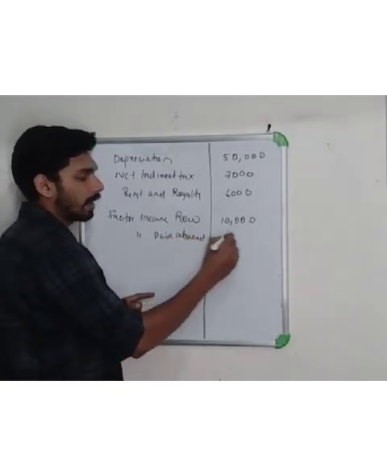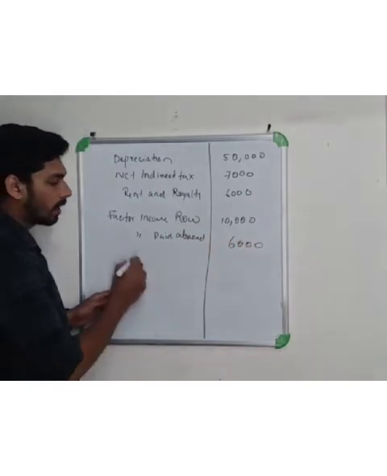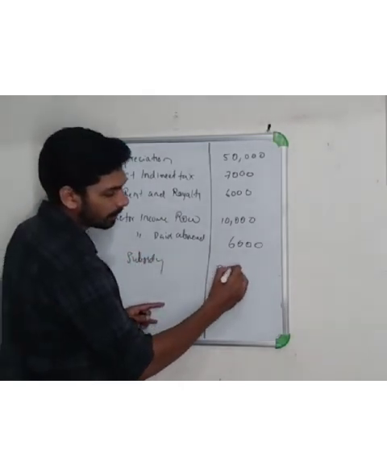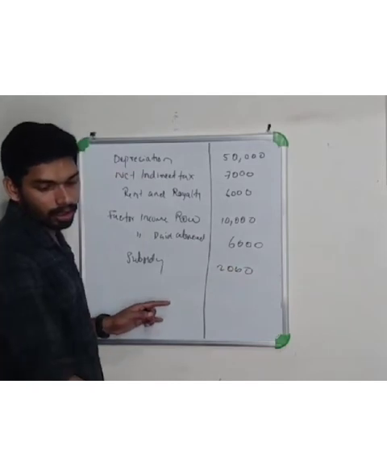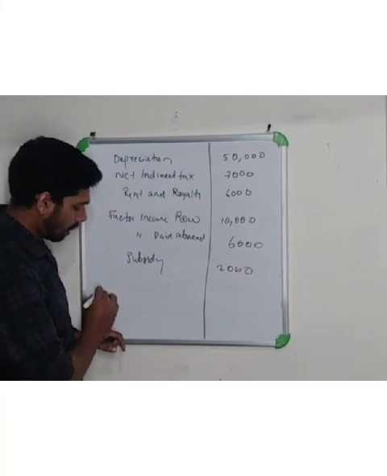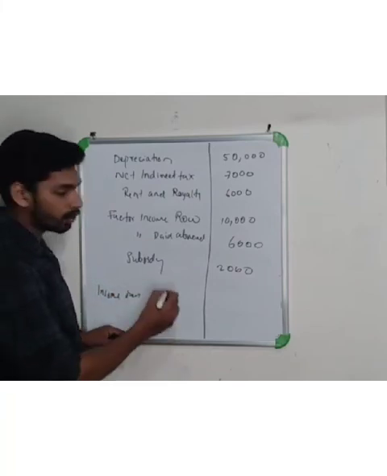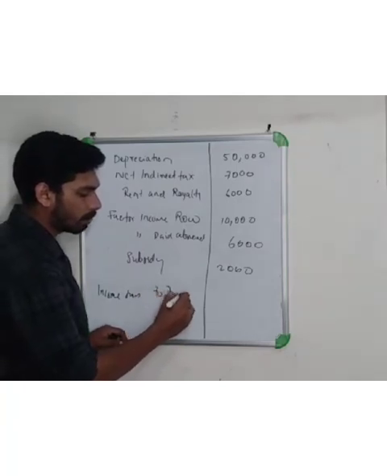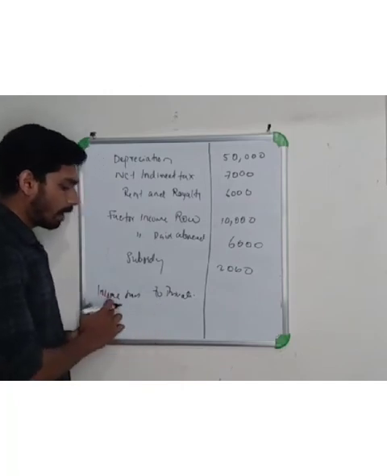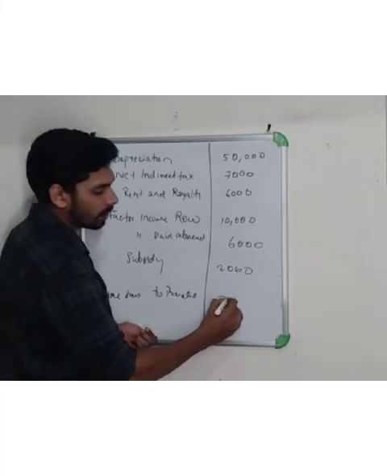The factor income paid abroad is 6,000. Now, subsidies: the subsidy is 2,000. Now, income from the domestic product according to the private sector. Income from the product according to the private sector is 70,000.